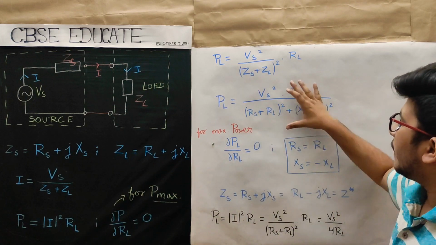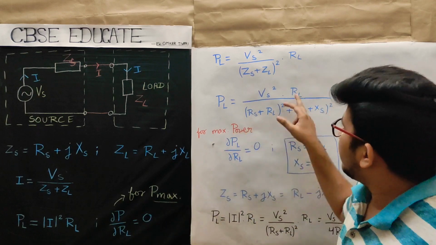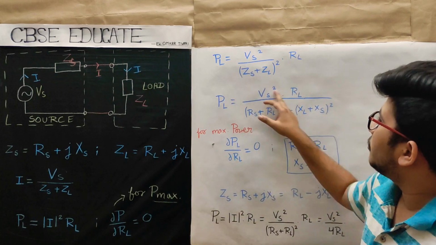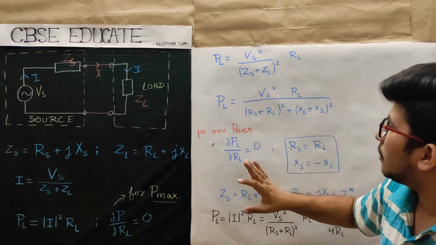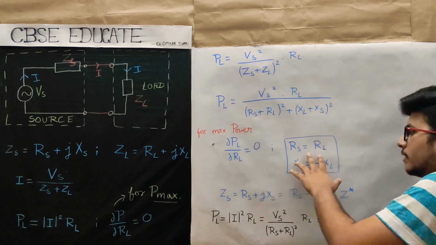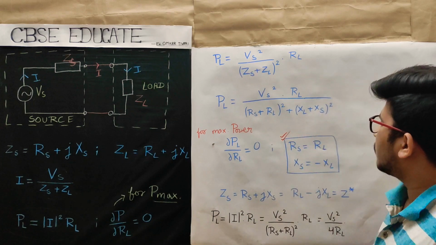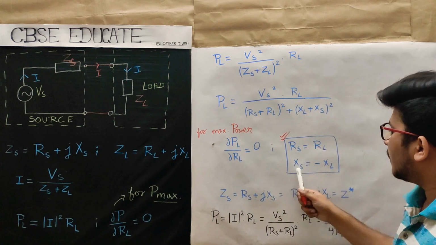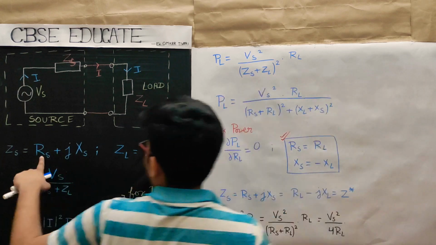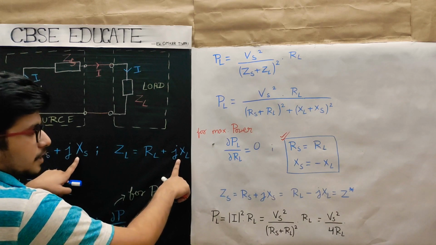Now for maximum power, as I told you, differentiating this equation with respect to RL gives you 0. After differentiating, the result you will get is that RS is equal to RL and XS is equal to minus XL. This RS is equal to RL, and this JXS is equal to minus JXL.